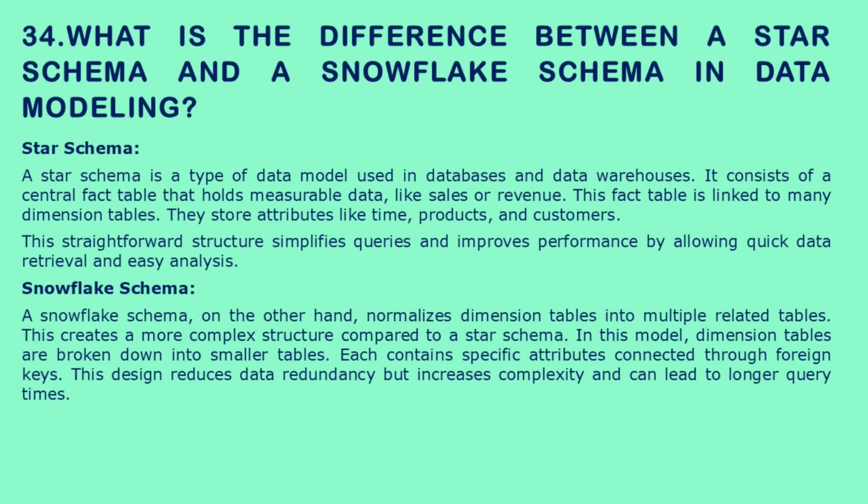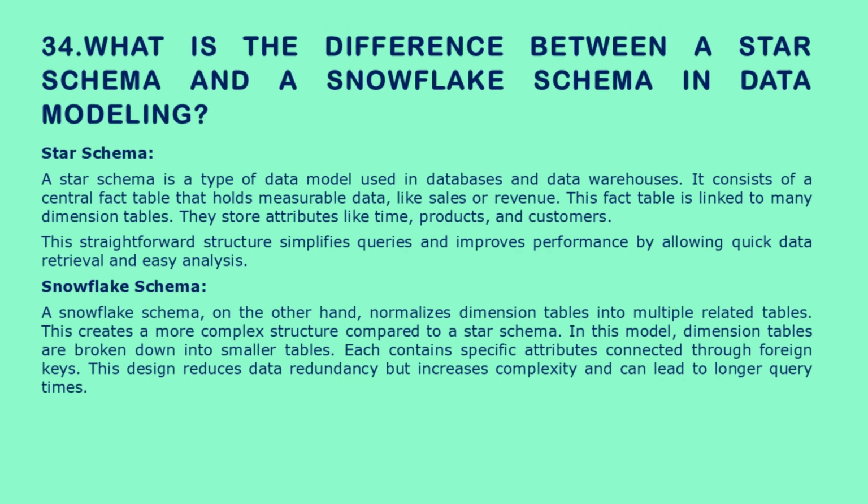Snowflake schema. A snowflake schema, on the other hand, normalizes dimension tables into multiple related tables. This creates a more complex structure compared to a star schema. In this model, dimension tables are broken down into smaller tables. Each contains specific attributes connected through foreign keys. This design reduces data redundancy but increases complexity and can lead to longer query times.